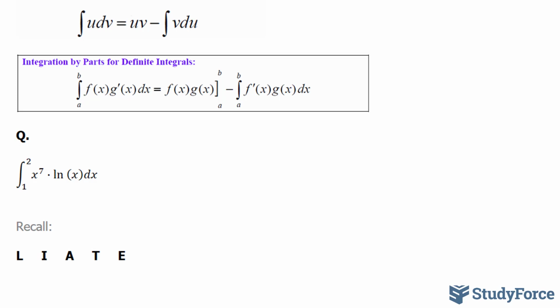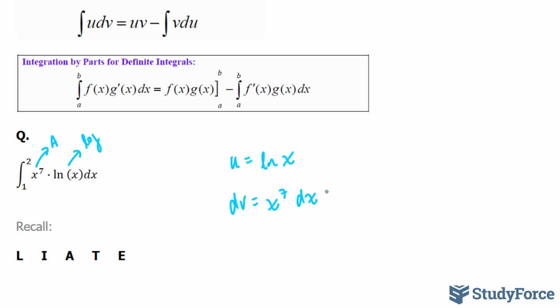The way you determine what to assign your u is you follow this acronym, LIATE, which tells you the priority in which you should set your u. For example, inverse trig gets more priority than algebra. Trigonometry gets less priority than algebra and less priority than the rest. So, in our case, we have a product, and this right here represents algebra, and this right here represents logarithms. And that said, your u will take on ln x, and your dv will take on x to the power of 7 dx. Now for the top, you'll find the derivative, and for the bottom, you'll integrate.